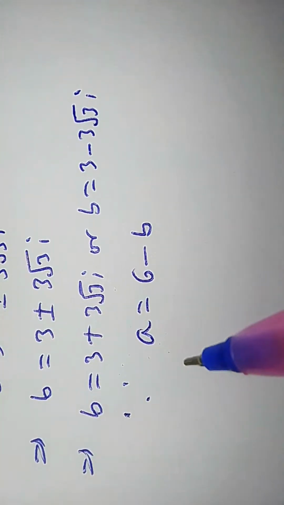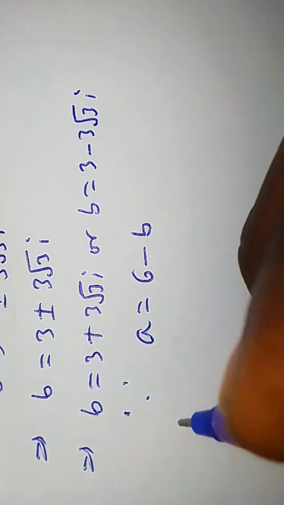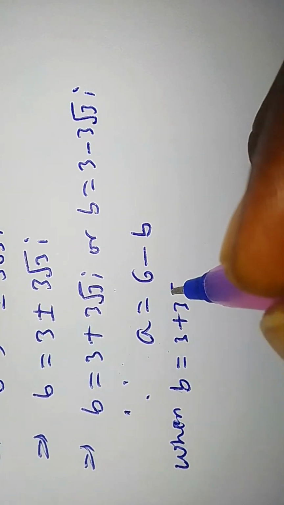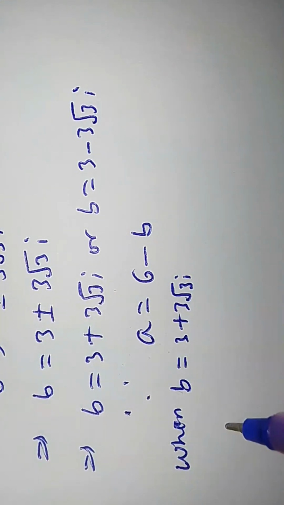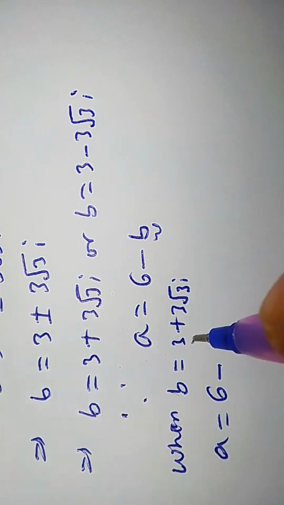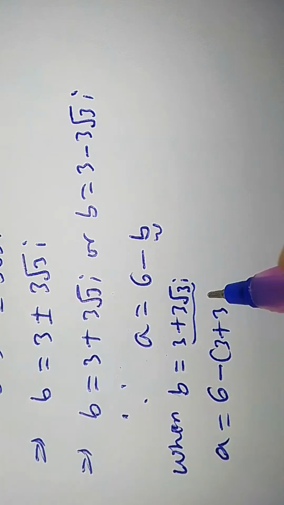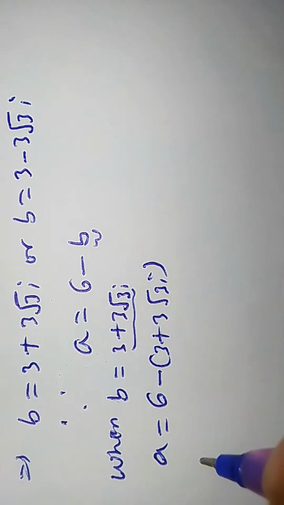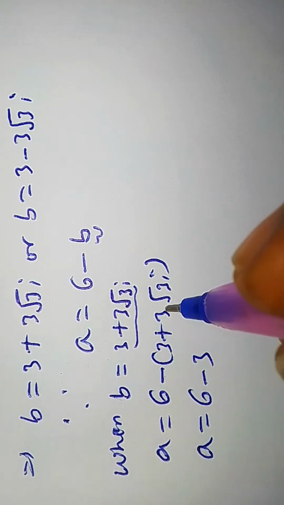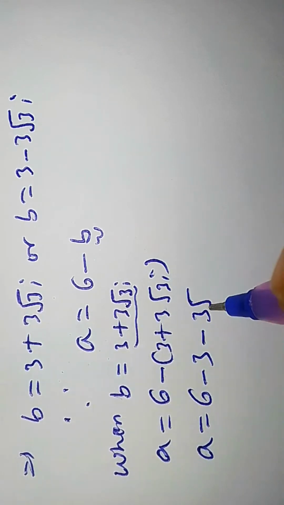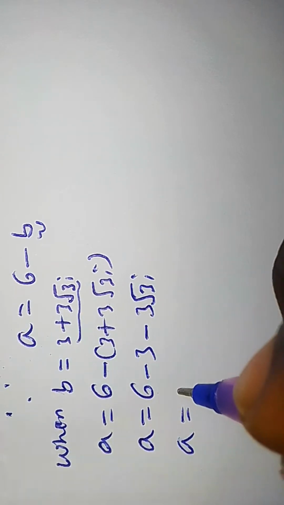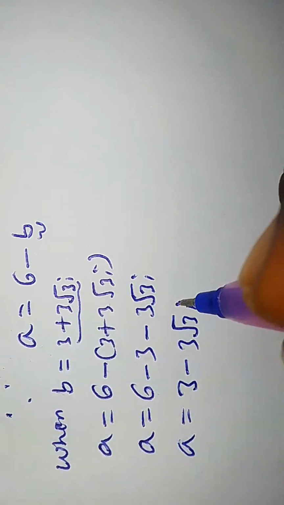We now have to consider each value of b. So consider this one first. When b is equal to 3 plus 3 root 3i, we have to plug it here. We have a equal to 6 minus, in place of b, we write this 3 plus 3 root 3i. This in turn gives a equal to 6 minus times 3, that is minus 3, minus times 3 root 3i, that is minus 3 root 3i. So a is equal to 6 minus 3, that is 3, minus 3 root 3i.